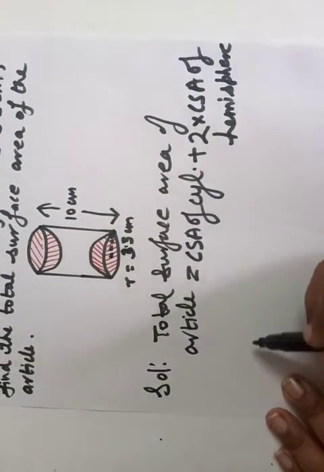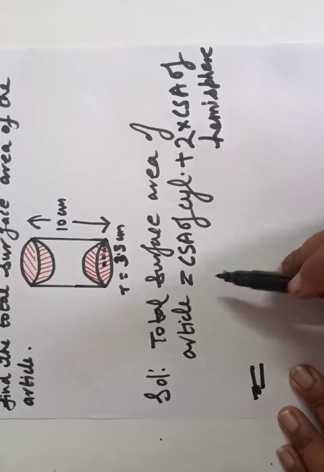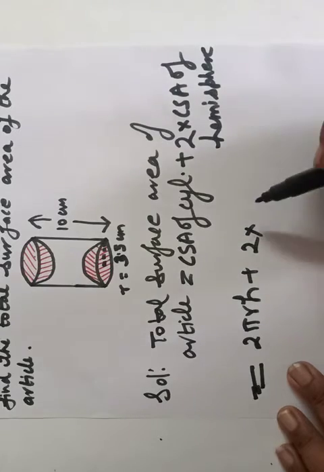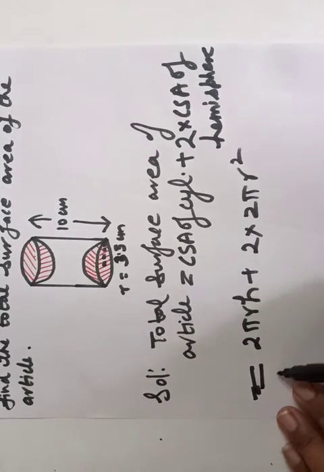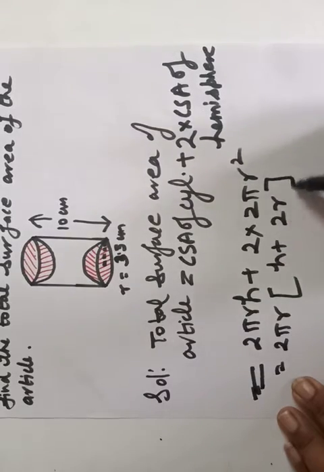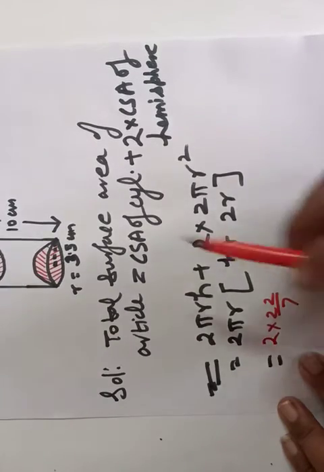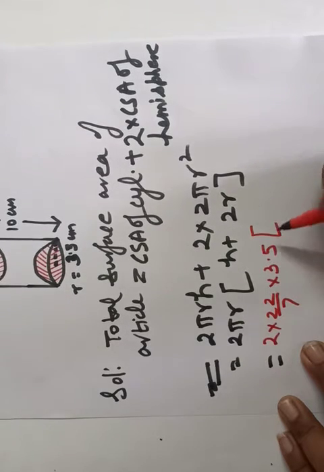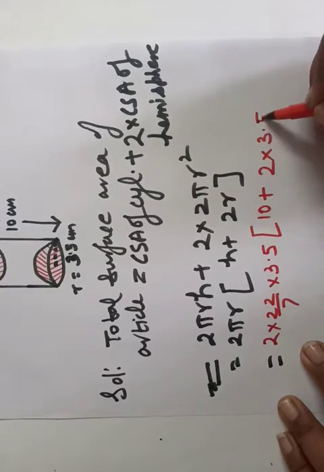Yes, let's put the formula. That is equal to the curved surface area of the cylinder, 2 pi r h, plus twice the curved surface area of the hemisphere, which is 2 pi r square. So we can take 2 pi r common, that is 2 pi r times h plus 2 r. Yes, let's put the values. So 2 into 22 upon 7, and r is already given, 3.5, times h, which is given as 10, plus twice the radius, 3.5.